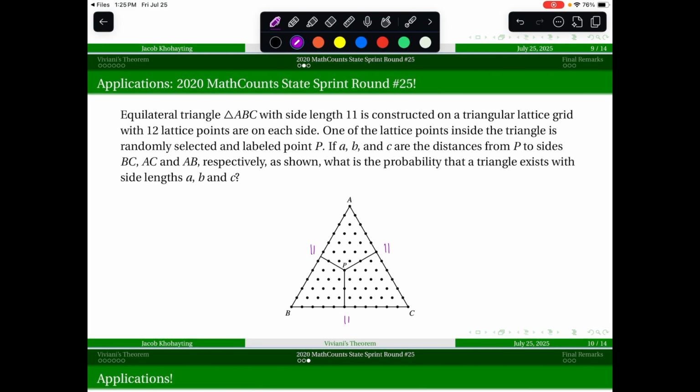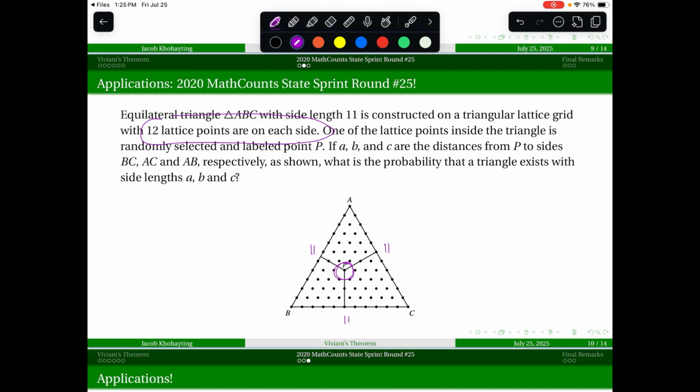That's the first clue that we want Viviani's theorem. Now we have 12 lattice points on each side. Nothing too crazy there. Then we have one last point inside the triangle, randomly selected and labeled point P. So it could be that point. It doesn't have to be. That's just an example.